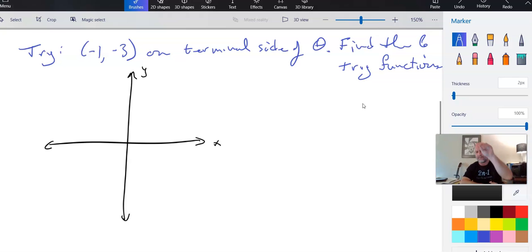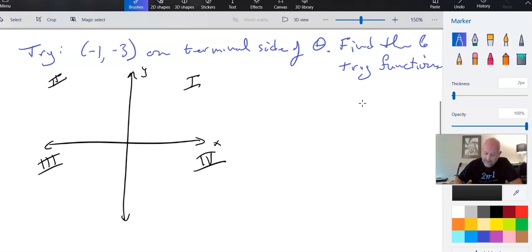I know your book actually maps it out by quadrants, saying you have your 4 quadrants, 1, 2, 3, and 4. And they'll say cosine is negative in quadrants 2 and 3, and sine is negative in quadrants 3 and 4. It's really, don't think of it in quadrants. Think about it in terms of what side of the axis it's on. It really helps out.